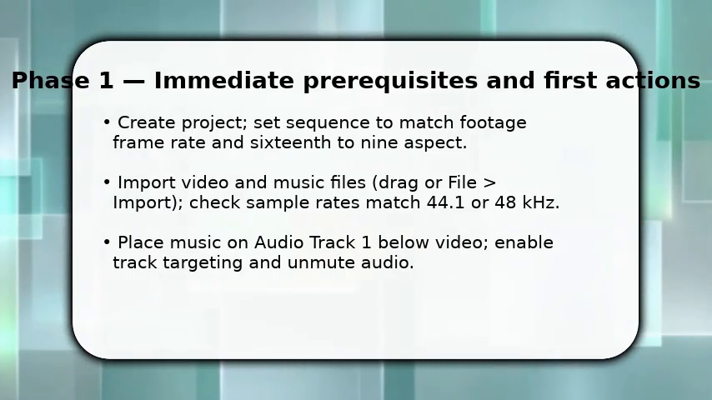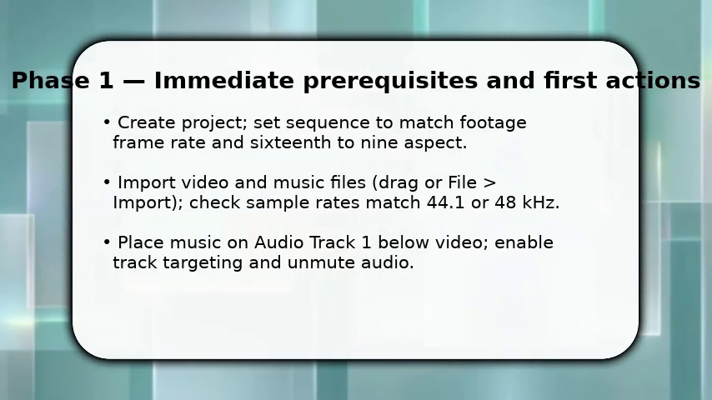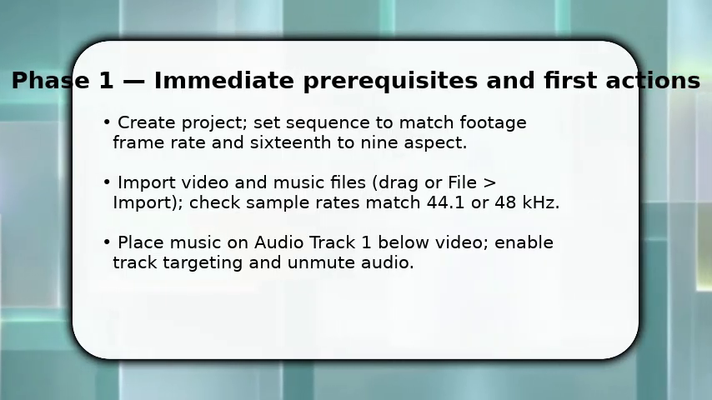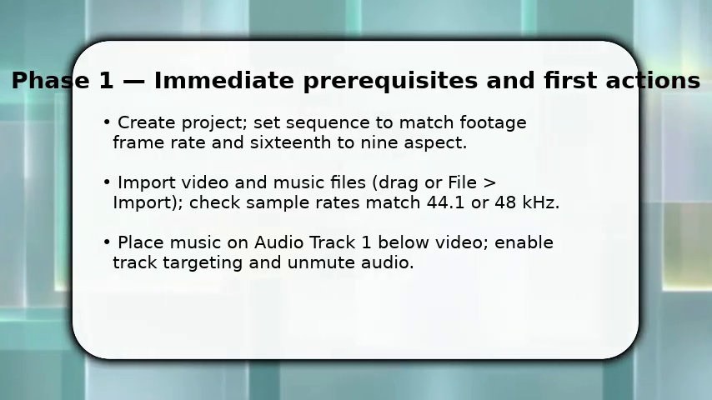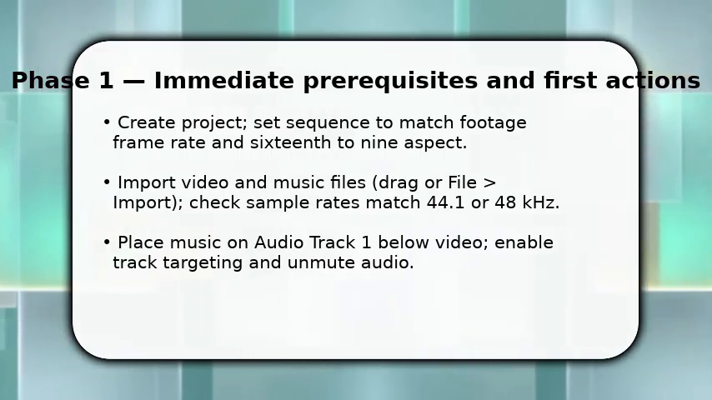Drag the music onto an audio track below your video, enable track targeting, and unmute that track so you can hear changes immediately. Once done, set the timeline playhead where the song should begin, and trim the audio clip roughly to match the edit's timing.